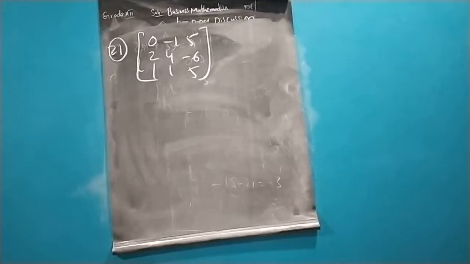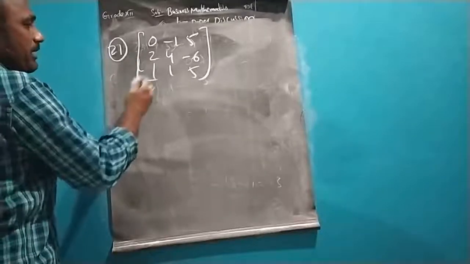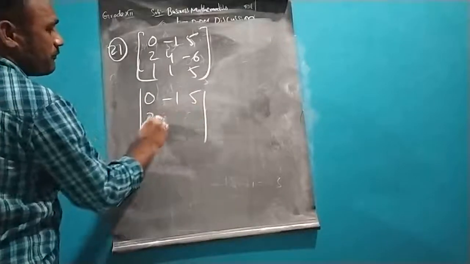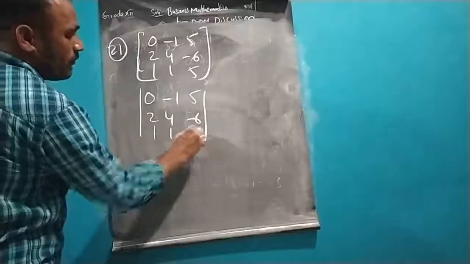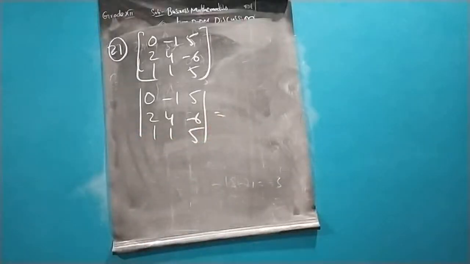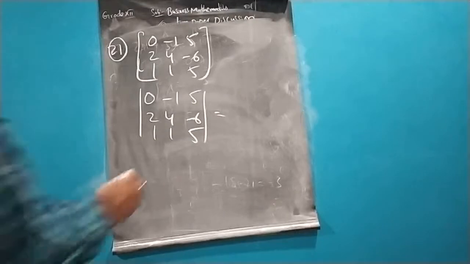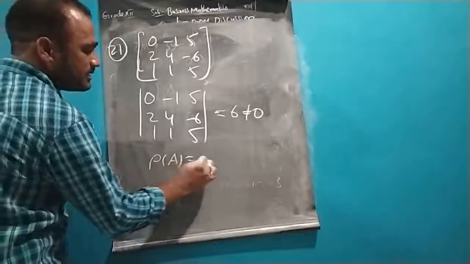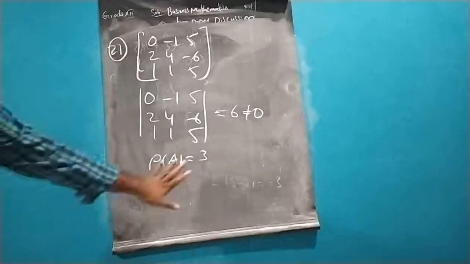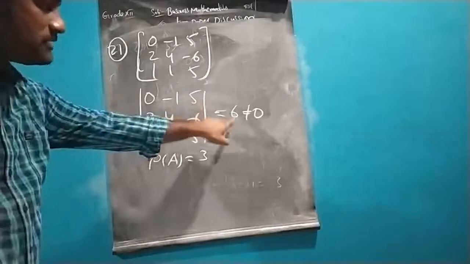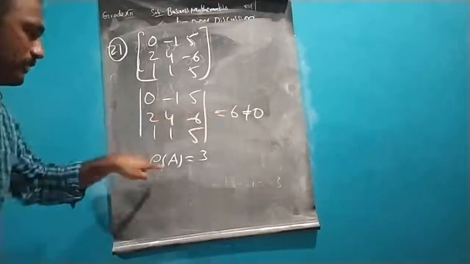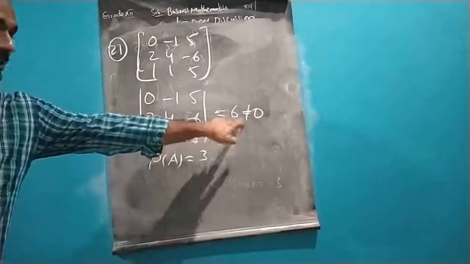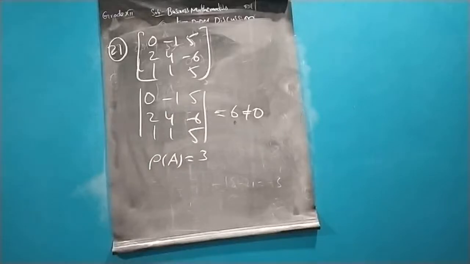Okay. Find the rank of the matrix. So the question is to find the rank of the matrix. First let me find the determinant of this. That is 0, minus 1, 5, 2, 4, minus 6, 1, 1, 5. If I find the determinant of this, I got the answer as 6, which is not equal to 0. Then I can say that the rank of the matrix is 3. Why are we saying directly the rank is 3? If suppose we got the determinant as 0, then we would say the rank of the matrix as 2. But definitely we got a non-zero number, so we can call the rank of the matrix as 3.